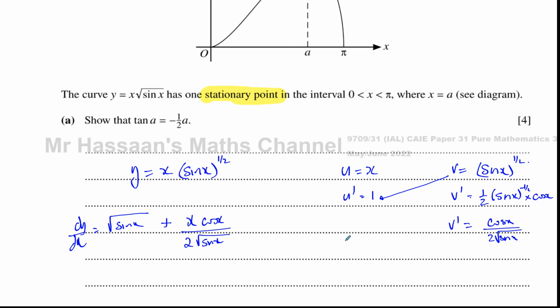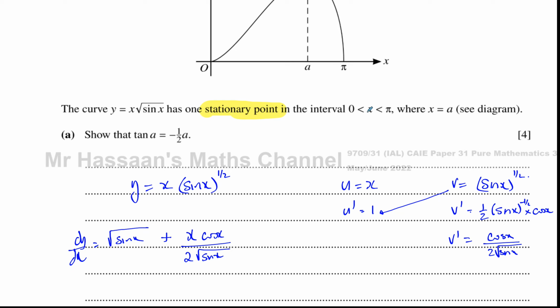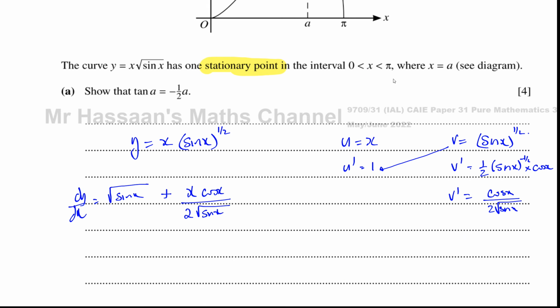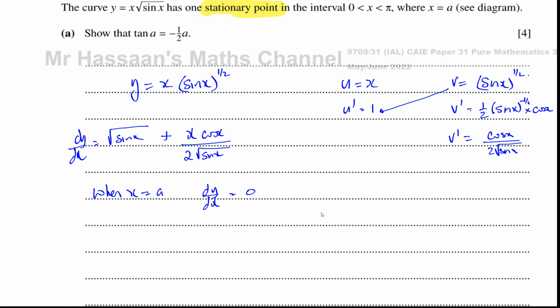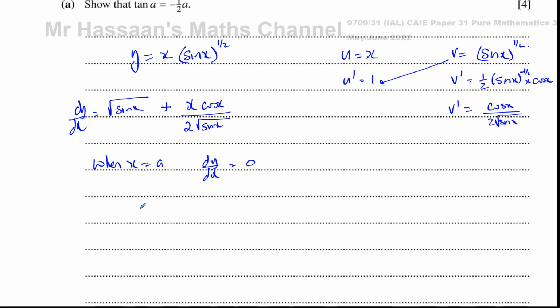Now they told us that when x equals a, there's a stationary point. The stationary point is where the gradient is 0. So when x equals a, dy dx is equal to 0. I'm going to put these values into the equation we formed, replacing dy dx with 0 and x with a. So I have the square root of the sine of a plus a times the cosine of a over 2 times the square root of the sine of a. We know that's equal to 0.